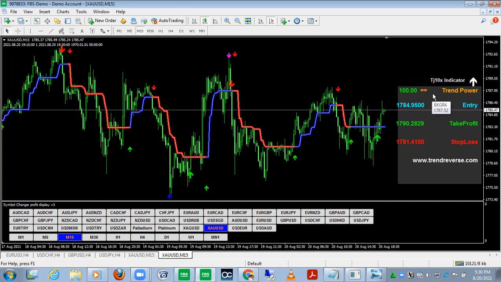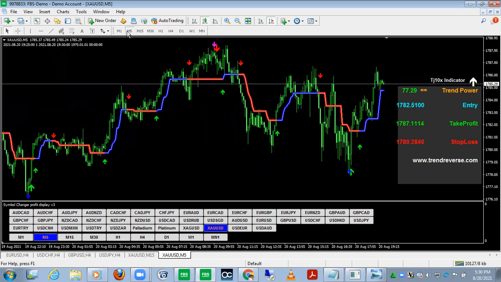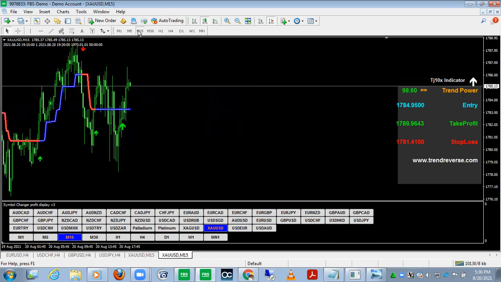The trend power is 100. Let me go and buy. 100%, yes. So that means it's going to break that resistance now, right? It will break the resistance. It will break it. But let it break it first before you go in. Okay? Yeah. Okay. Go ahead.